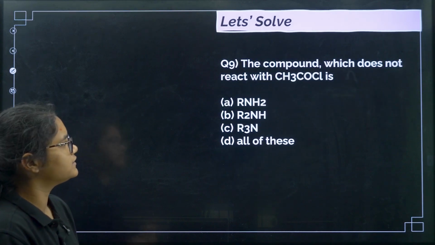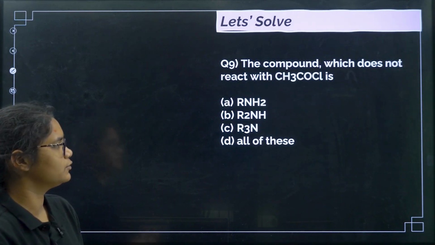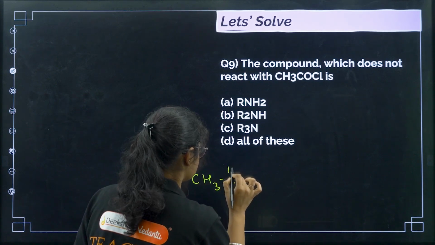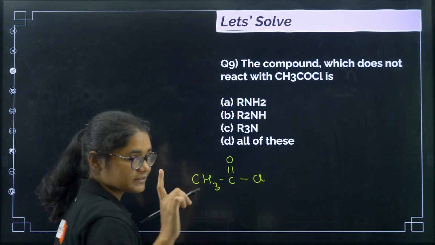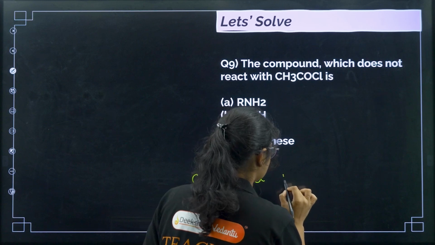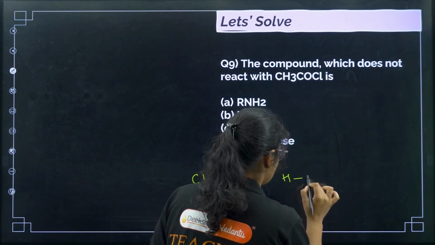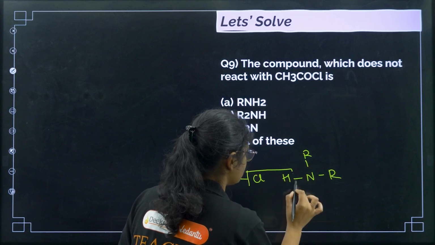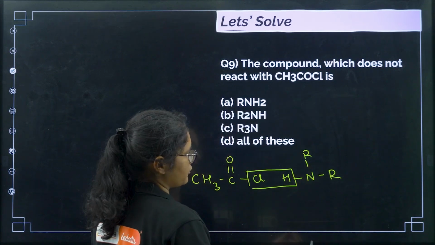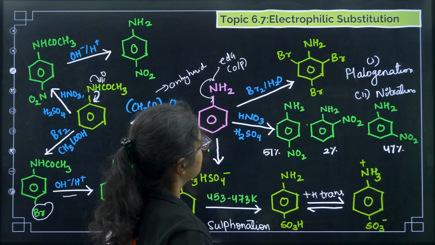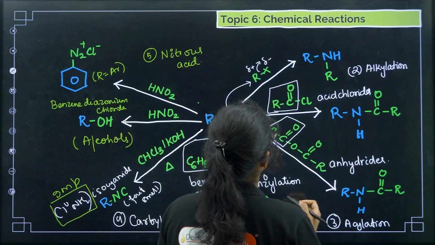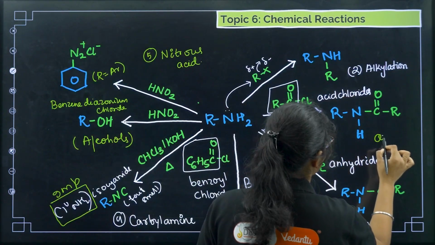Next, the compound which does not react with CH3COCl. What is the reaction? Just now we discussed acylation. Suppose here you have RNH2 or NRR. So HCl goes and we get amides as a product. One thing I forgot to tell you, these products are called amides.